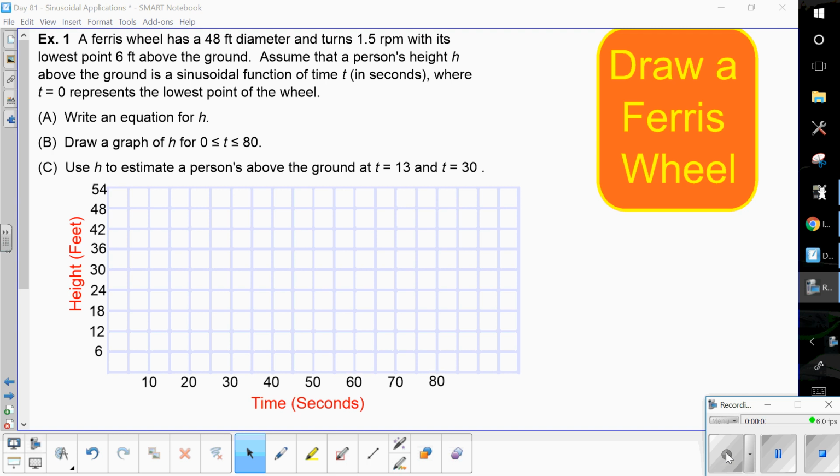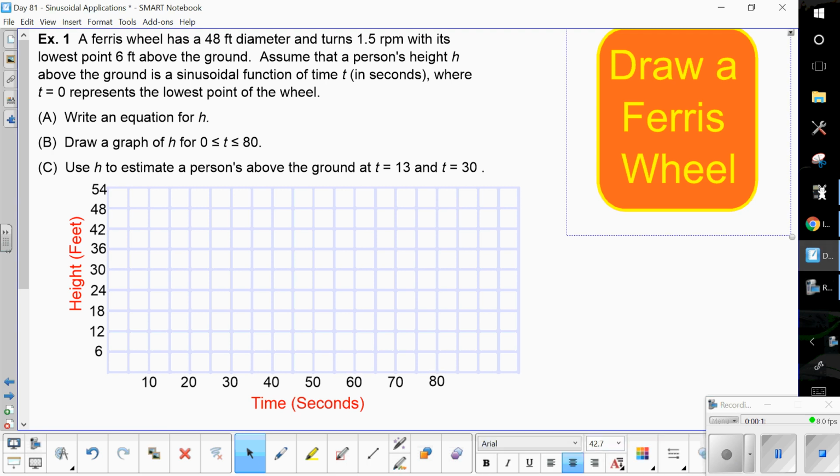Okay, this is NC pre-calculus, and we're going to do a Ferris wheel problem. And this is a sinusoidal story problem. It means I'm going to incorporate a sine or cosine graph. What I'm going to start out by doing is going ahead and drawing a Ferris wheel. So I'll go ahead and get rid of this.